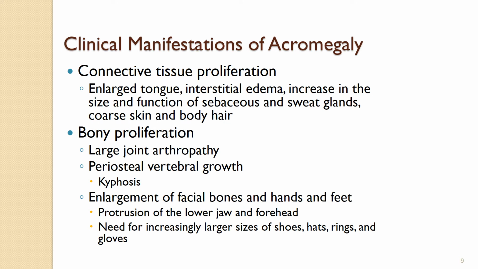Let's go back to acromegaly, and again, to focus on it, we can say that connective tissue will proliferate, such as, again, the ears. We also will have an enlarged tongue, and sebaceous and sweat glands also start a very active life, with coarse skin and body hair. Bony proliferation, large joint arthropathy, and periosteal vertebral growth will start with kyphosis. Facial bones and hands and feet will grow, with protrusion of the lower jaw and forehead. So the lower jaw will start growing, and also hands and feet.